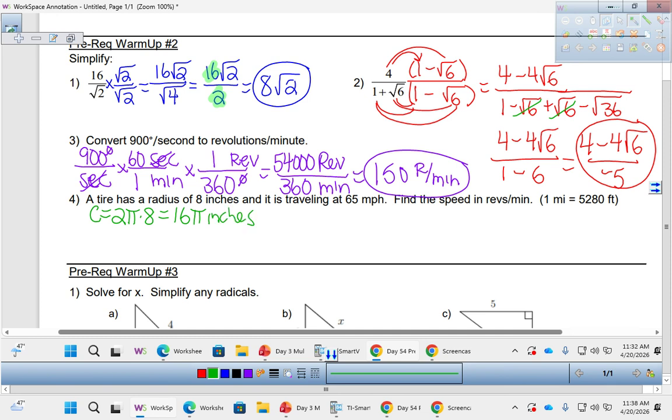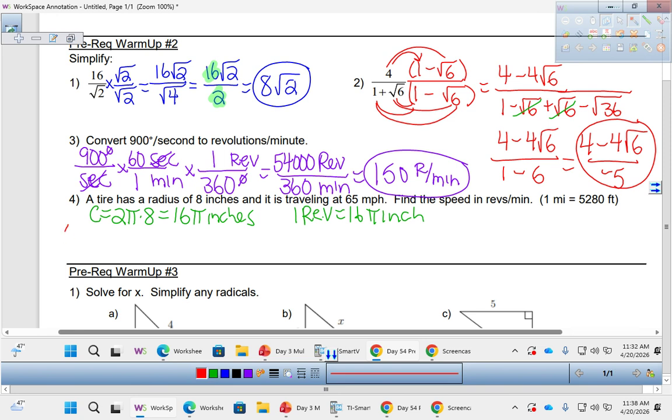So I'm eventually going to use that. I know that a circumference is a full circle and a revolution is a full circle. So basically, 1 full revolution is going to be 16 pi inches, equivalent to the circumference. I'm also going to use that 1 mile equals 5,280 feet. All right, so let's start with what we know.